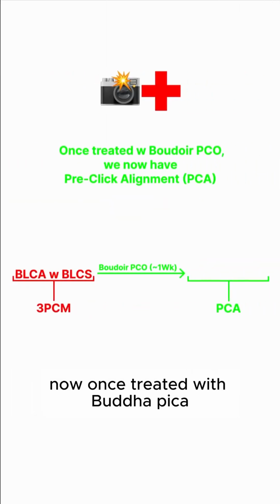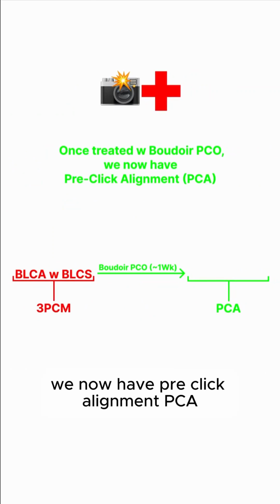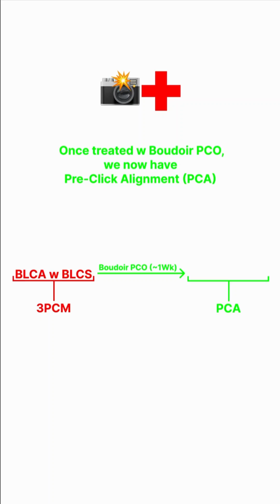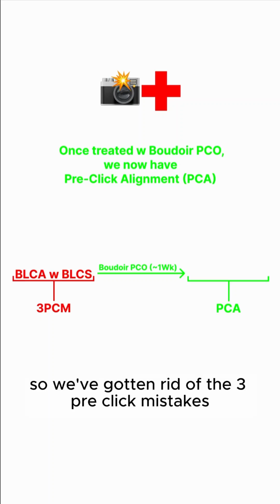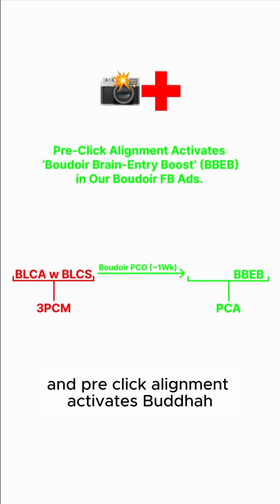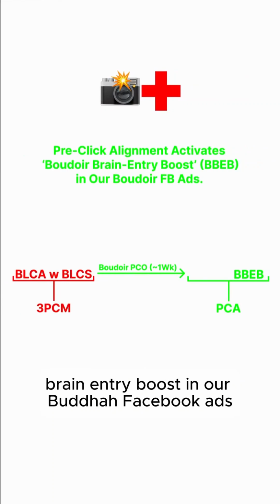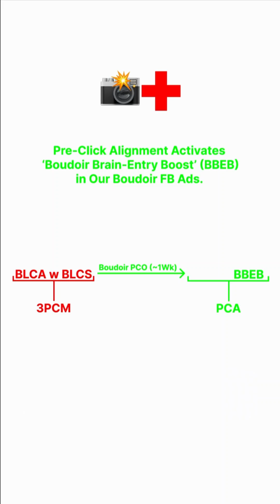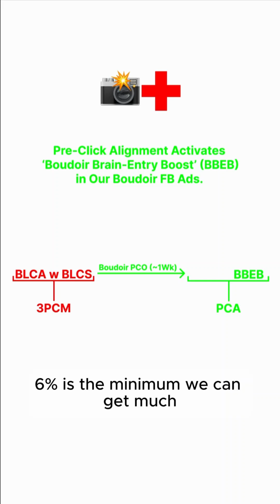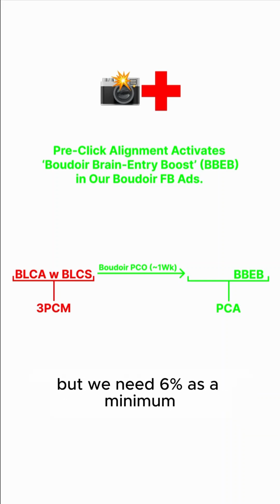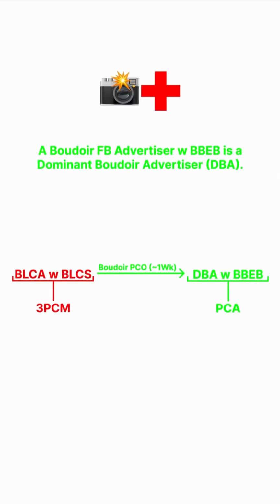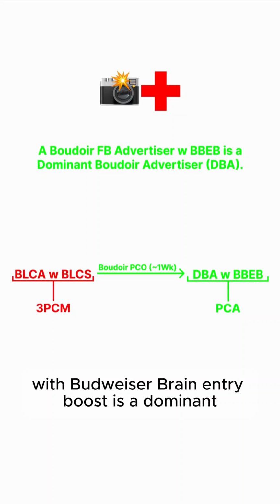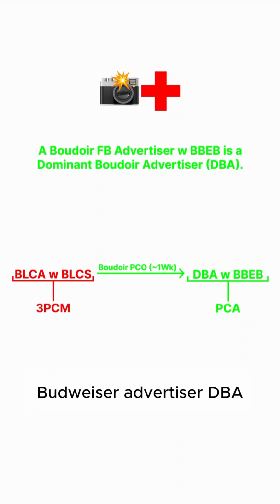Now, once treated with Boudoir Pico, we now have pre-click alignment, PCA. So we've gotten rid of the 3 pre-click mistakes. We now have pre-click alignment, and pre-click alignment activates Boudoir brain entry boost in our Boudoir Facebook ads. Basically, we got our unique CTR all above 6%. That's where we need to be. That's literally the minimum. 6% is the minimum. We can get higher than that, but we need 6% as a minimum. And a Boudoir Facebook advertiser with Boudoir brain entry boost is a dominant Boudoir advertiser, DBA.